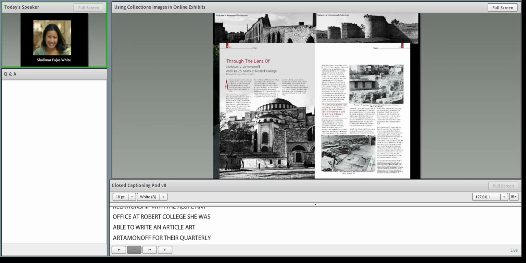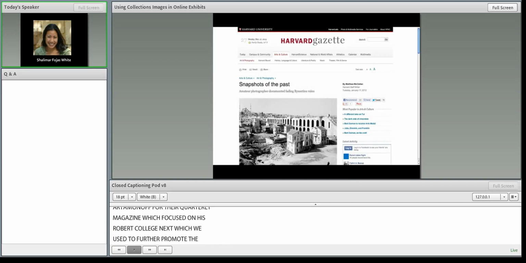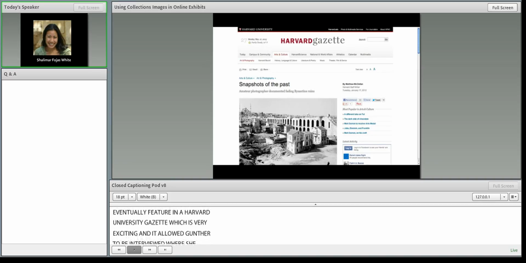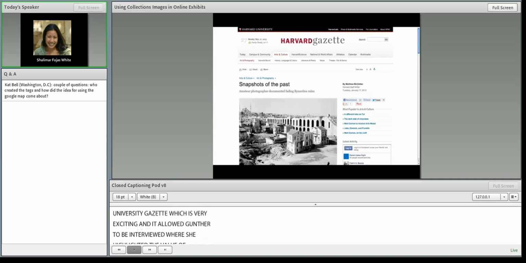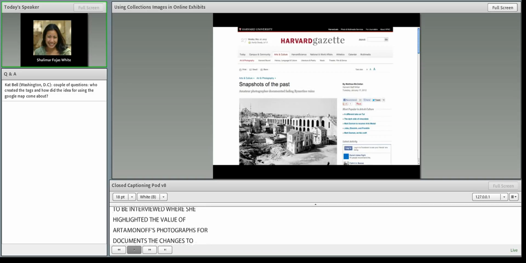These additional promotional efforts led to increased attention and eventually a feature in the Harvard University Gazette, which was very exciting, and it allowed Gundar to be interviewed, where she highlighted the value of Artamonoff's photographs for documenting the changes to Istanbul's urban fabric, which, as many of you know, has become ever more relevant in light of last week's demonstration.